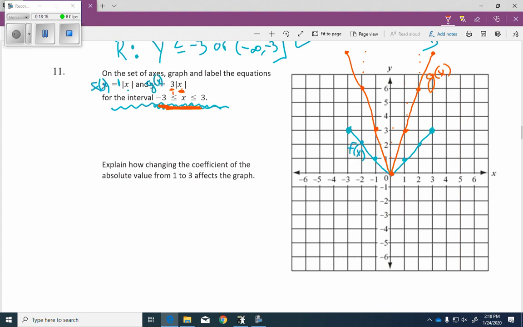It asks us to explain how changing the coefficient of the absolute value function from 1 to 3, because in f of x it's a 1, but while in g of x it's a 3, how does that affect the graph? It made the V-like shape more narrow.